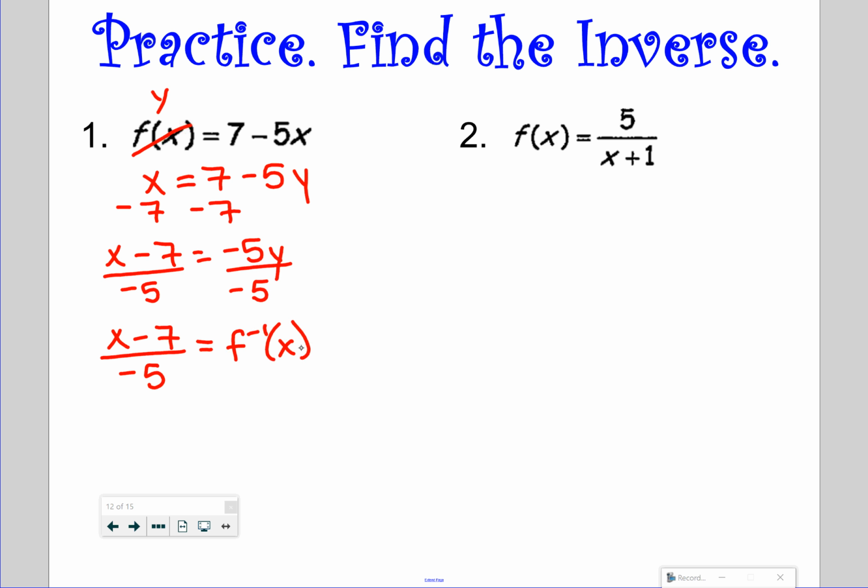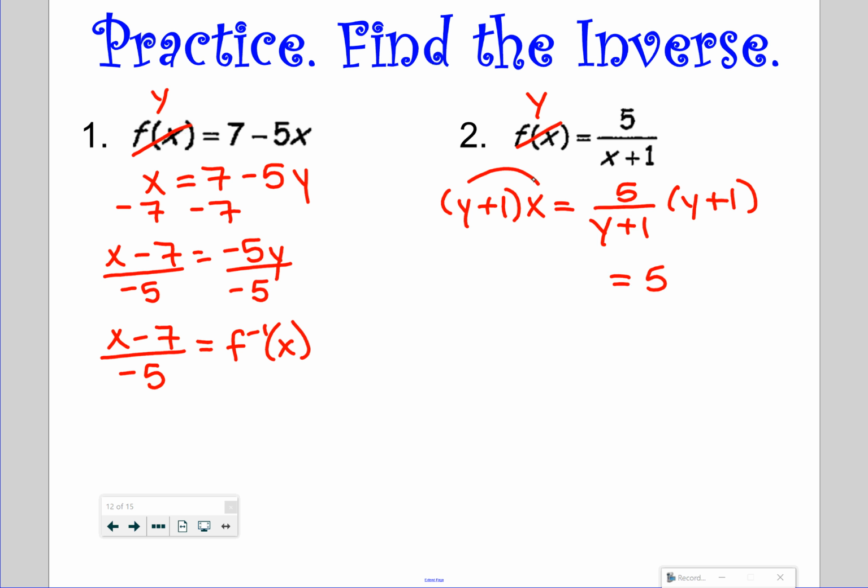For number 2, again, replace it with a y, and let's switch our x's and y's. x equals 5 over y plus 1. Okay, as I said before, if you've got that denominator, a good first step is to multiply by that denominator on both sides. So that'll leave me with 5 equals, and if I distribute my x in, xy plus x. Okay, we only have one y here. Let's just get it alone. I'm going to subtract x on each side.